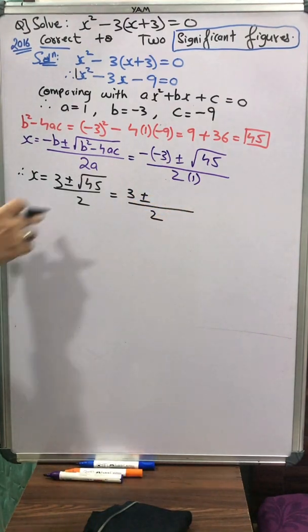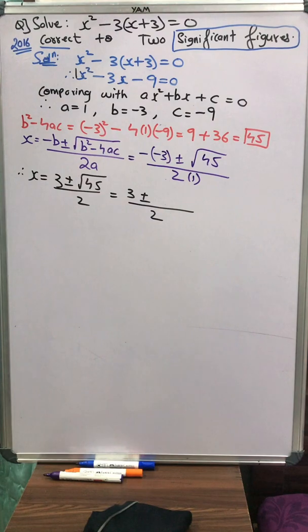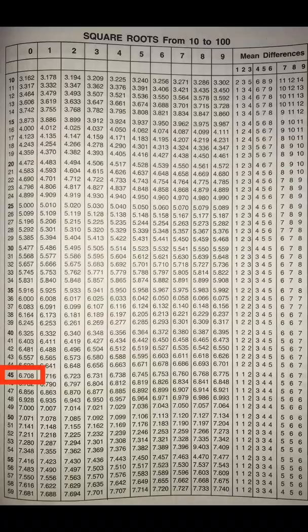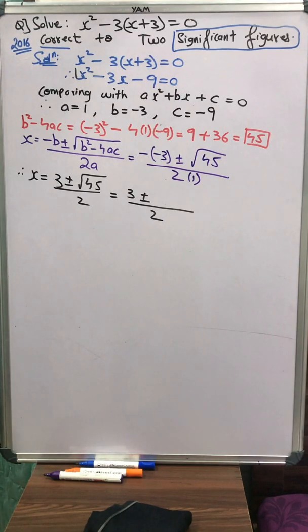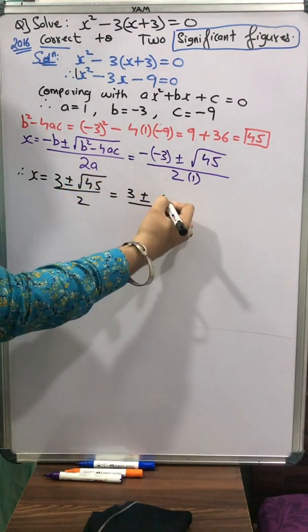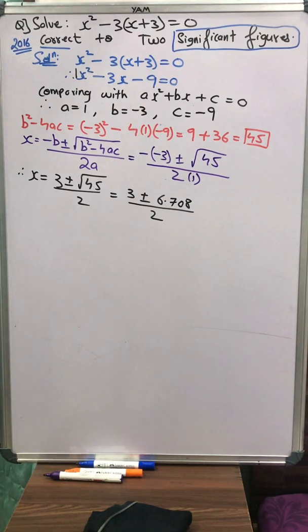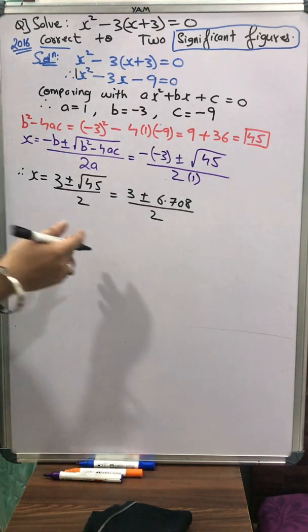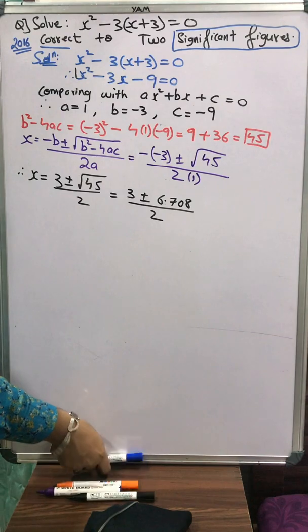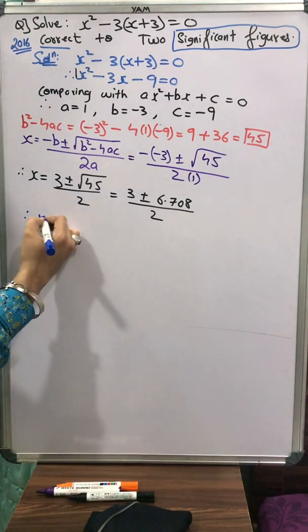Now you all must be thinking, what is root of 45? So students, for square root of 45, just see the screen. It's 6.708. So square root of 45 is 6.708. Okay, 6.708. That's it.